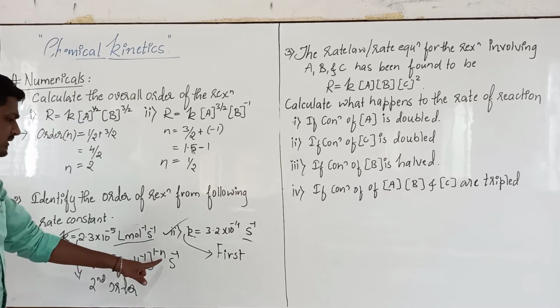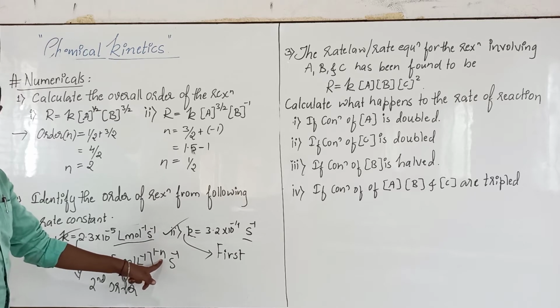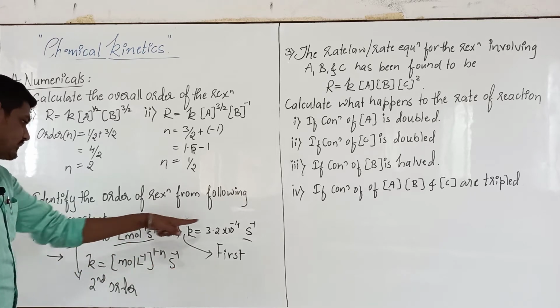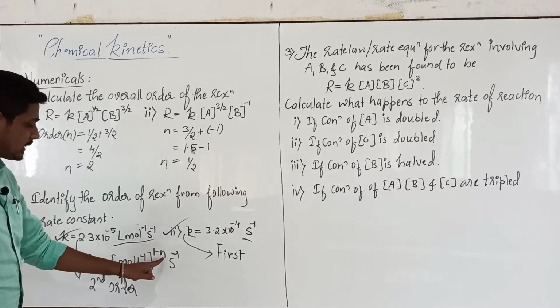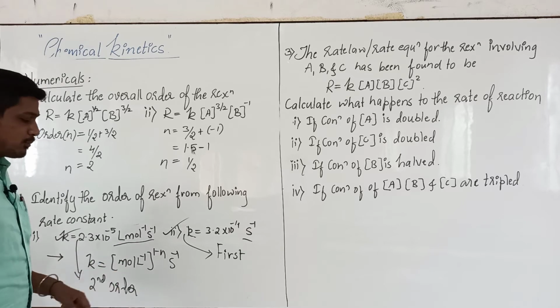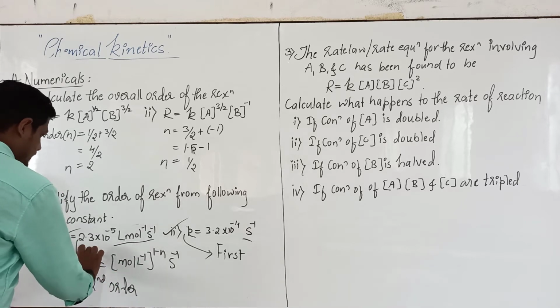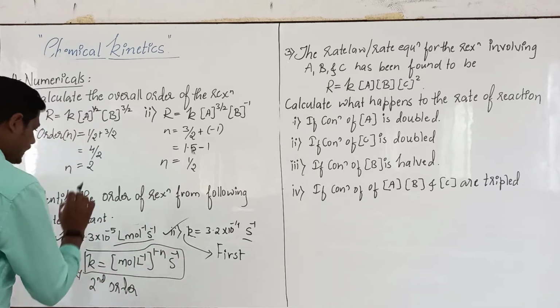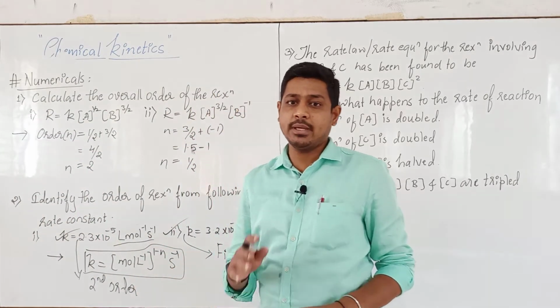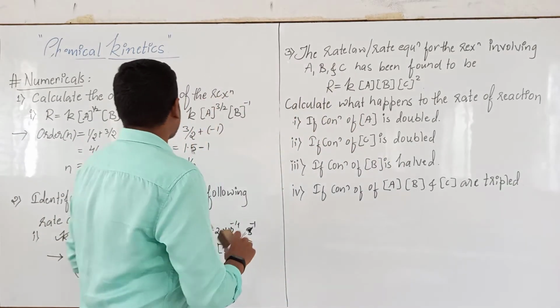First you can start with n is equal to 0 itself, zero order reaction. If you cannot get any of these units, then put n is equal to 1, then n is equal to 2, like this you have to try. But you have to remember this shortcut. Then only your numerical problem solving will be better. Now we will come to the main topic.